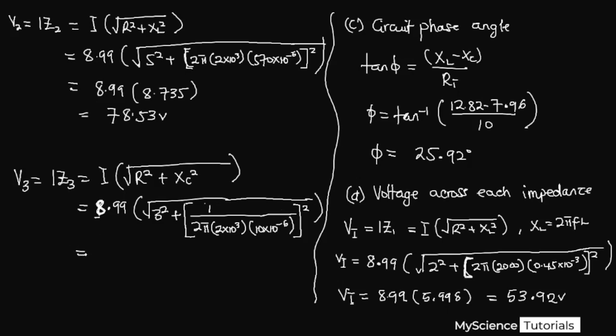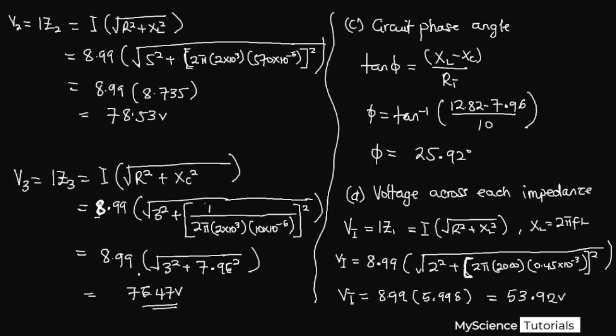All right, so we have 8.99 into bracket the root of 3 squared plus 1 over 2 pi multiplied by the frequency multiplied by this will give me 7.96. So I now square it. Then if I multiply everything over here, I'm going to get 76.47 volts as my V3, or the voltage across the third impedance.